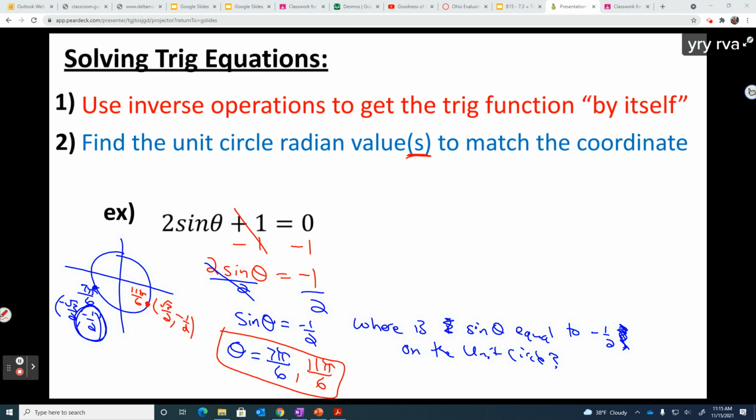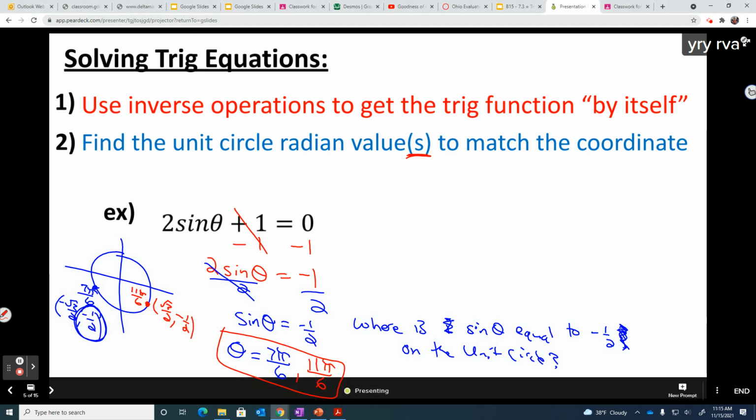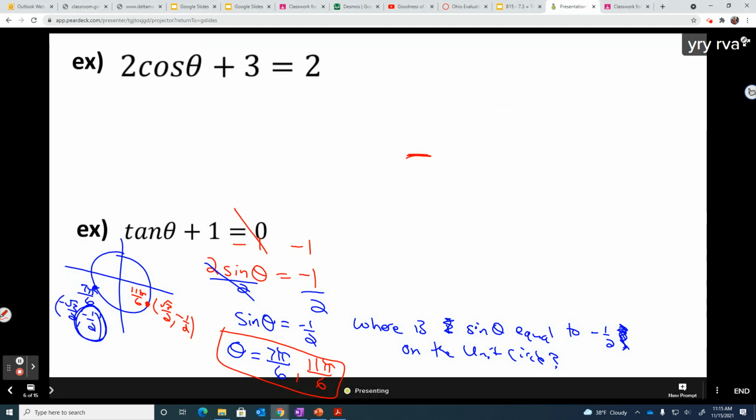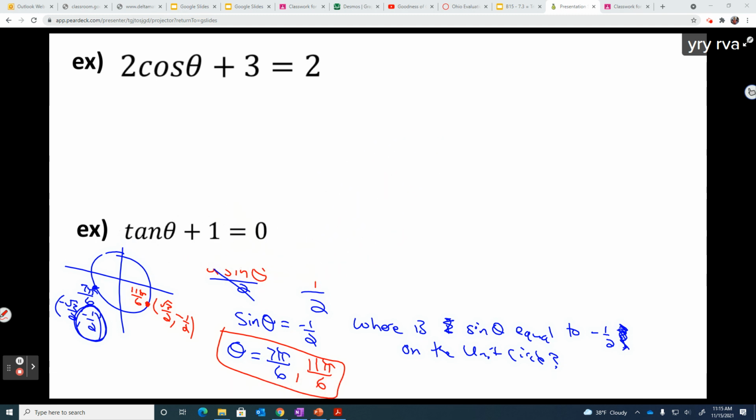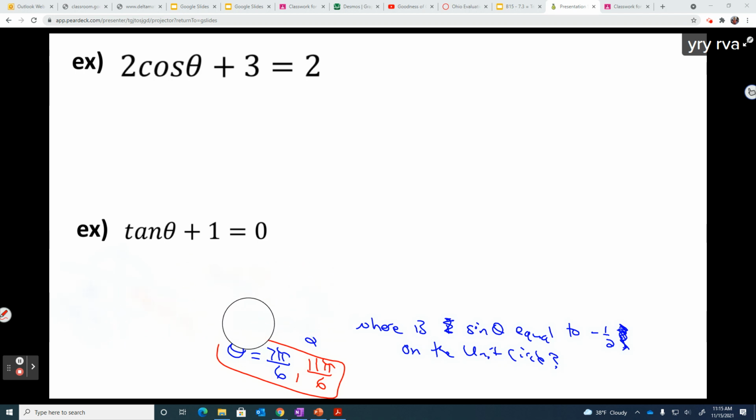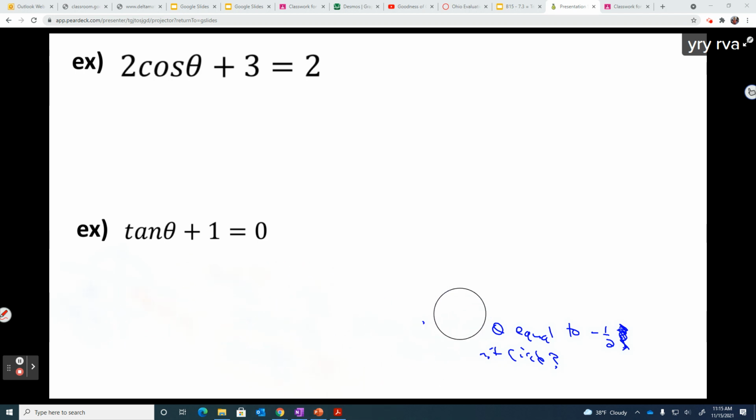There's actually a way you can do this on your calculator as well. It's called taking the inverse sine of this. We're not going to get into that right now, but there's another way you can do this on your calculator as well. All right, let's try a couple more examples. Let's try this one up here. 2 cosine of theta plus 3 equals 2. So maybe take a second and see if you can get the cosine by itself there.